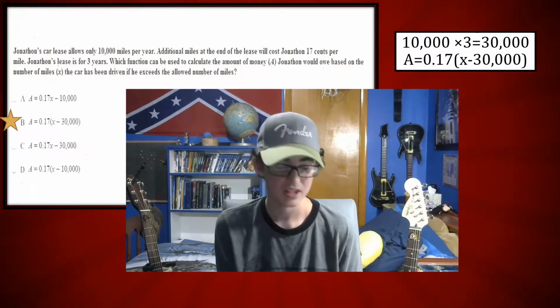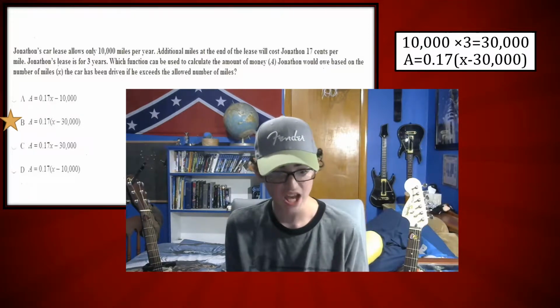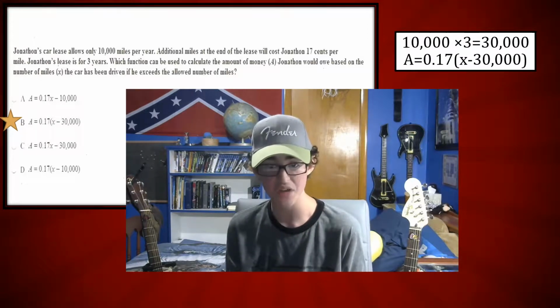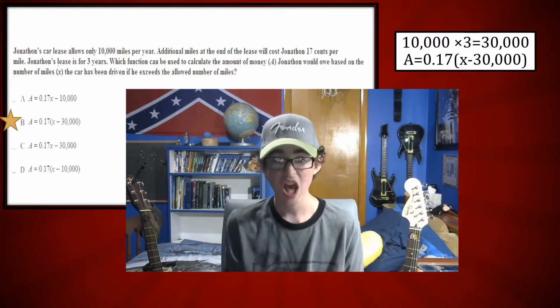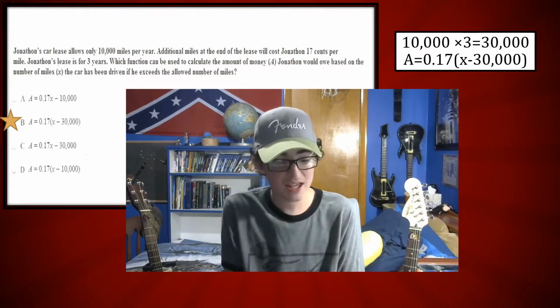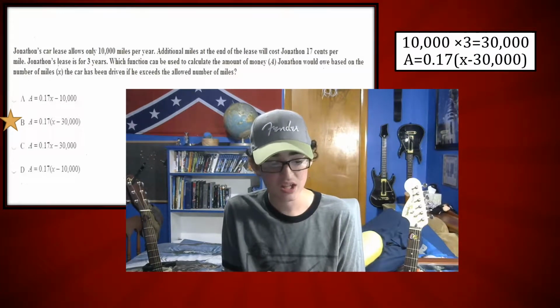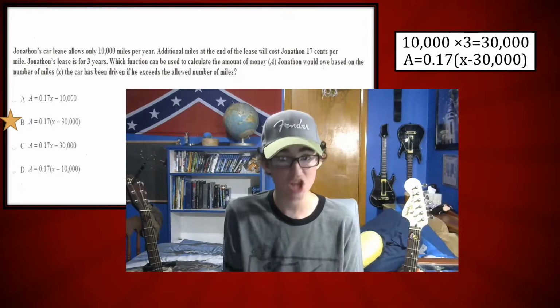So A says A equals 0.17x minus 10,000. That is not it. It does not have 30,000 in it at all, okay? So, B, A equals 0.17 times x minus 30,000. That could be the answer.